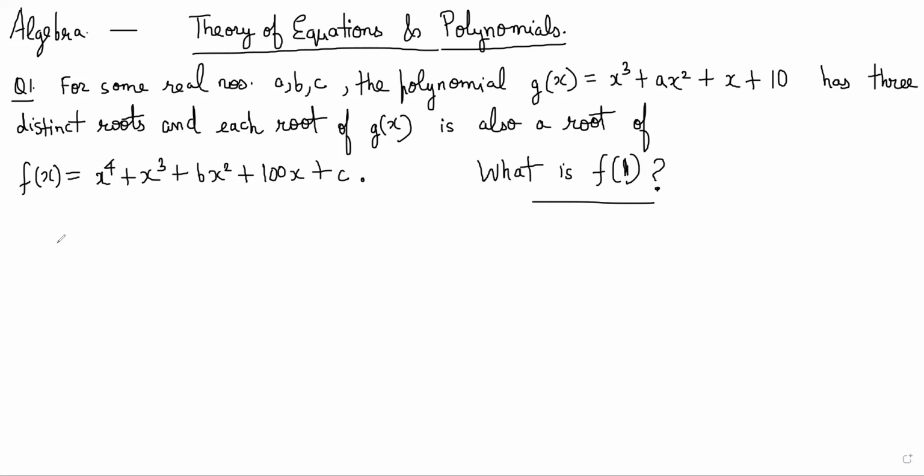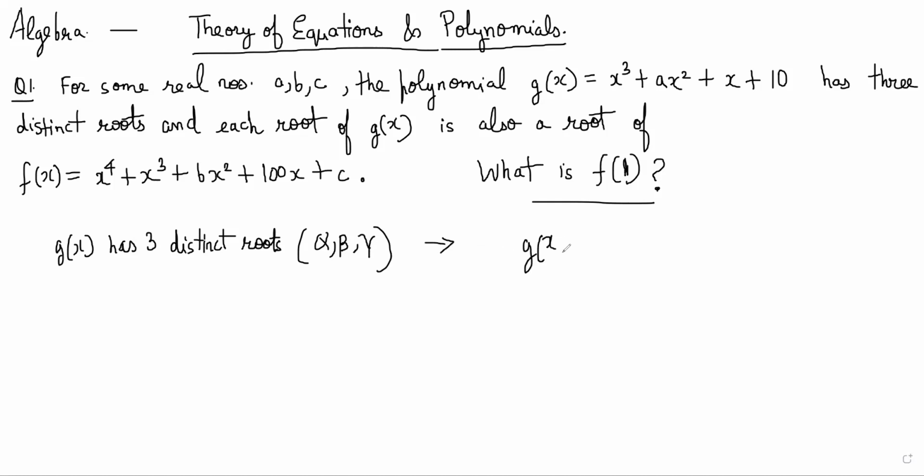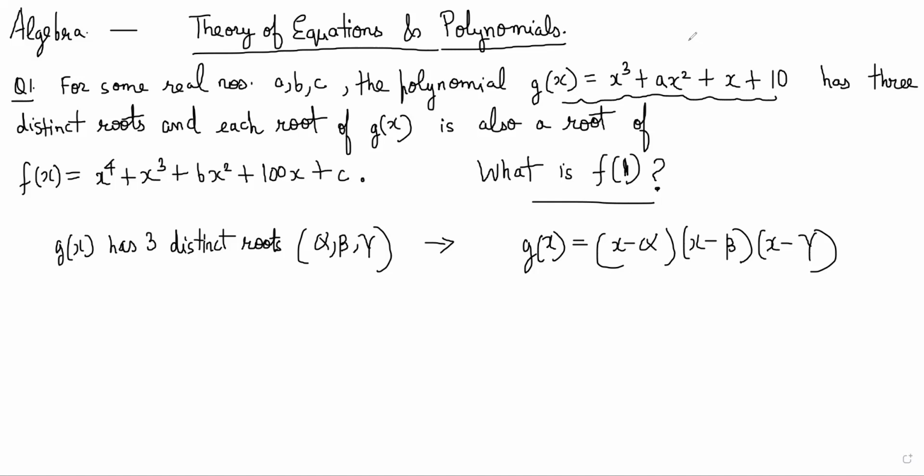If g(x) has three distinct roots, let's say alpha, beta, gamma, then g(x) can be written as (x minus alpha)(x minus beta)(x minus gamma), because this is a cubic polynomial, so it can have only three roots.